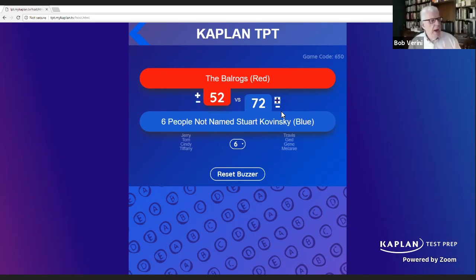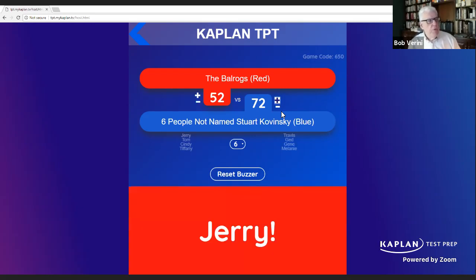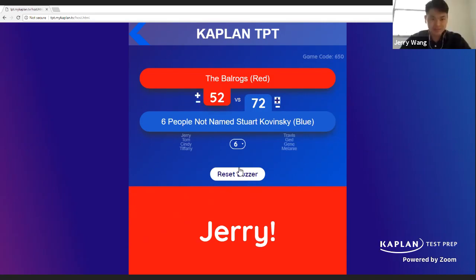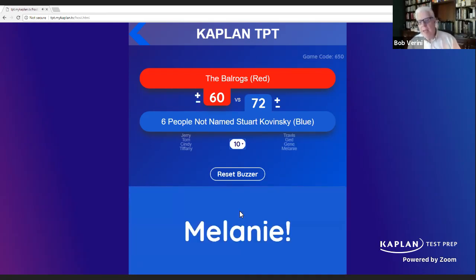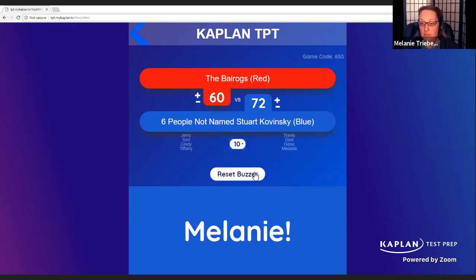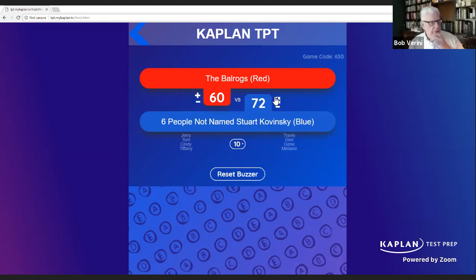Movie sequels for 8 points. Woody and friends are mistakenly sent to a daycare center in this movie 3. Jerry? Toy Story 3 is correct for 8 points. Finally, for 10 points in movie sequels. After The Little Mermaid came The Little Mermaid, Her Beginning. Melanie? Ariel. Ariel's beginning is correct for 10 points.